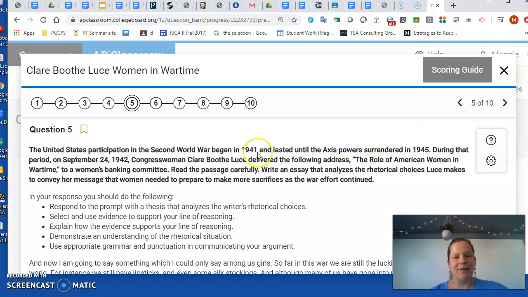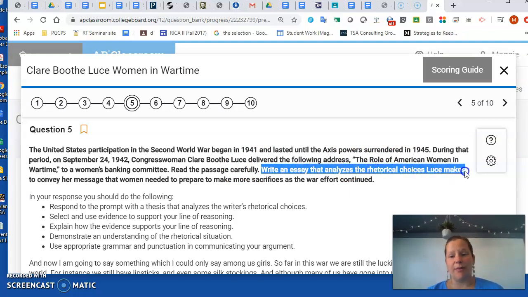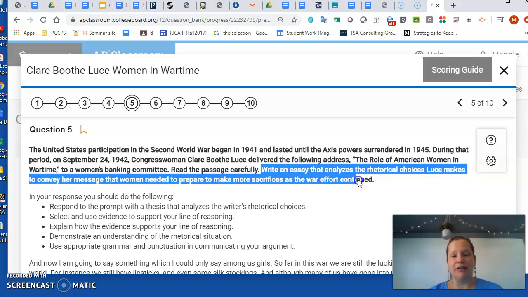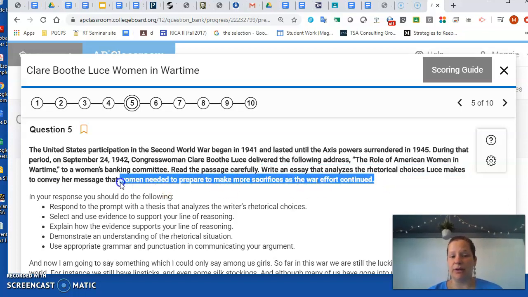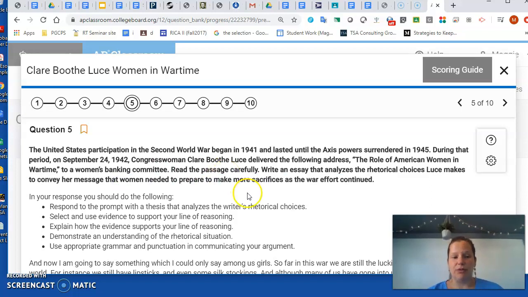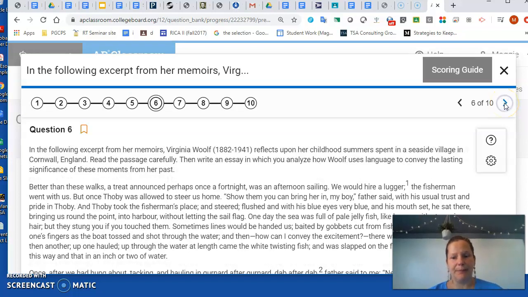Okay. This is our standard prompt. Write an essay that analyzes the rhetorical choices that the author makes to convey her message. And you've been given what the message is. These are some older prompts, and that's when we tend to see that they tell you what the author's doing. A lot of the newer prompts don't do that. Okay, but otherwise this one's pretty straightforward, and it's of the type that we've seen before.